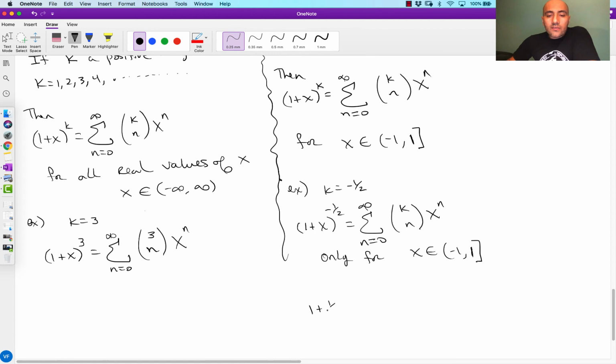Okay. So to further punch this in, if k equals -1/2 and x equals +1/3, then (1 + 1/3) raised to the power of -1/2 is going to be the same thing as the limit as n goes from 0 to infinity of k choose n, x to the n. Oh, sorry, made a mistake here. This is 1/2. Right, so this is 1/2.